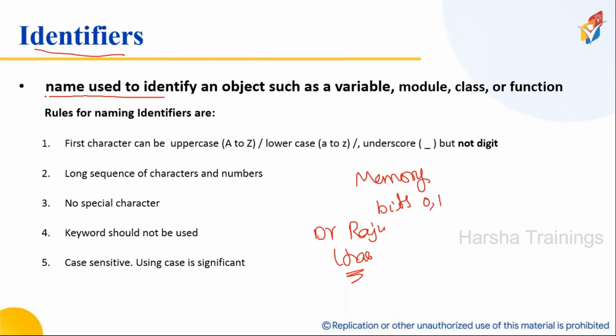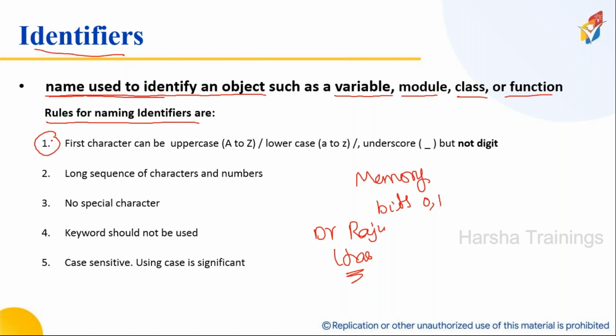Like that, identifiers are names used to identify an object. It can be a variable, a module, a class, a function or anything. First of all, we should know the naming conventions. First let me discuss the basic rules of naming convention.